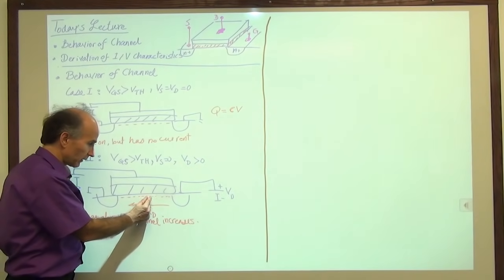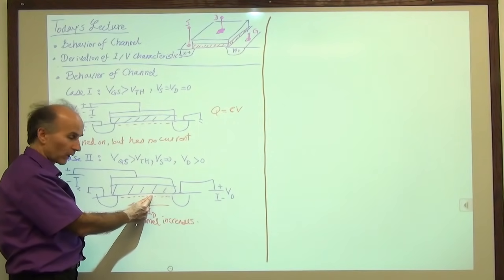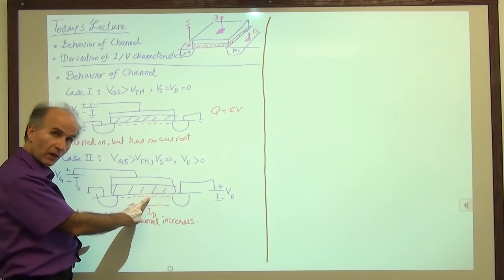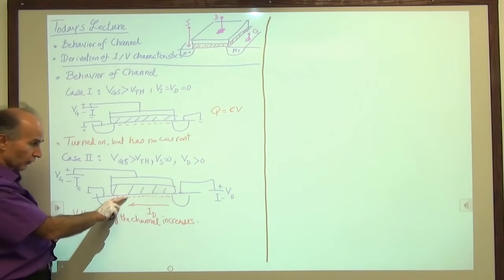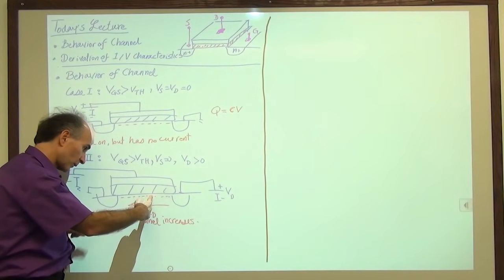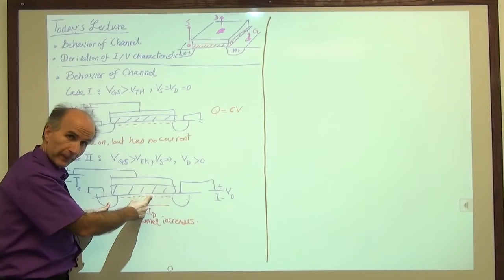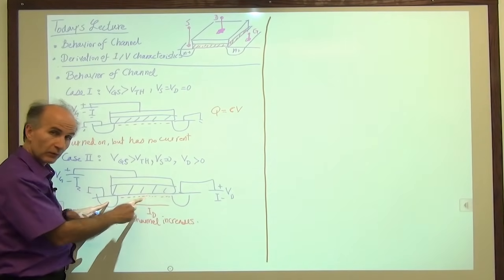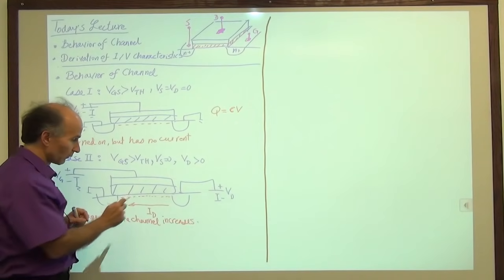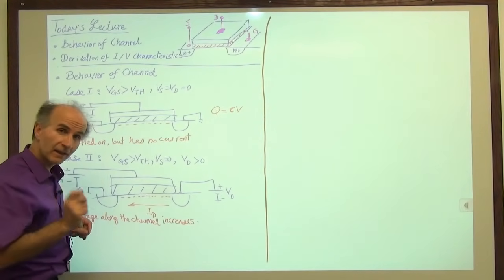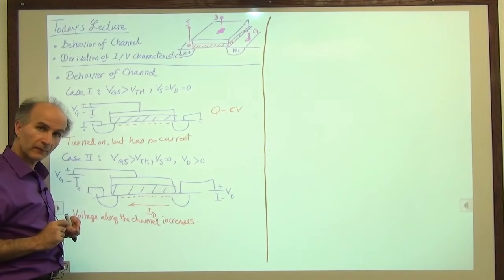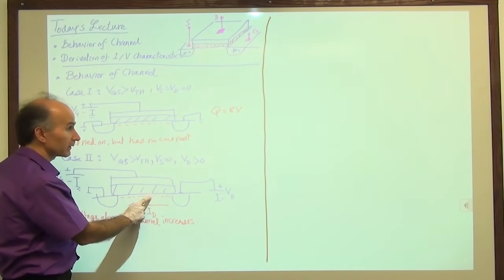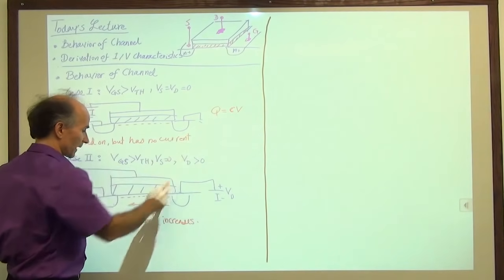But now, how about here? Well, the gate is still at 1 volt with respect to zero, but the channel voltage is not zero. The channel voltage, as we just said, rises as we go this way. So if I measure this voltage with respect to ground, it's not zero, it's 0.3 volts maybe. So if this is 0.3 with respect to zero, and this is 1 with respect to zero, the difference between these two is 0.7 volts. So the voltage difference from here to here is less than the voltage difference from here to here. If the voltage difference is less, the charge density on this plate will be less, because V is less, Q is less.